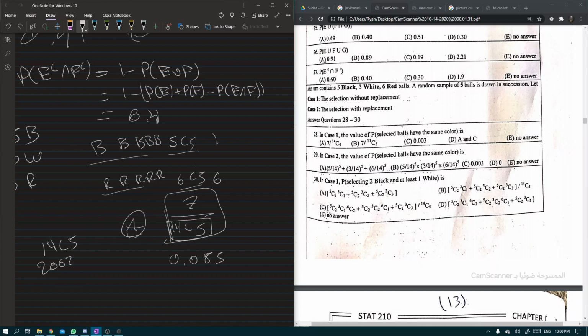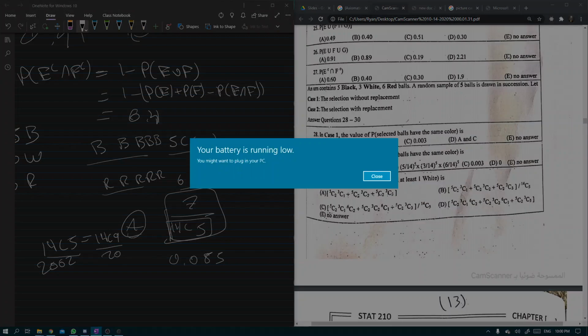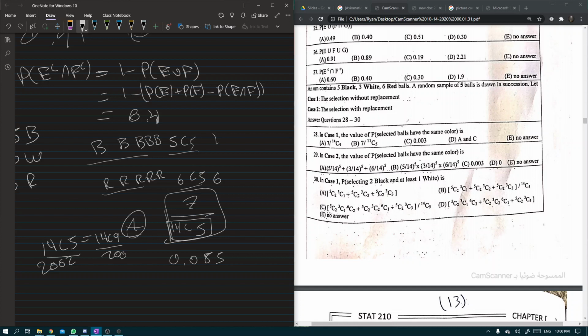2002. Just keep in mind that I kept seeing your 5 as a 3, so that's why I calculated it wrong. Okay, just keep in mind that 14C5 is equal to 14C9. Both are 2002. This is 14 minus 5. So when you do 14 minus n or r, you get the same answer.